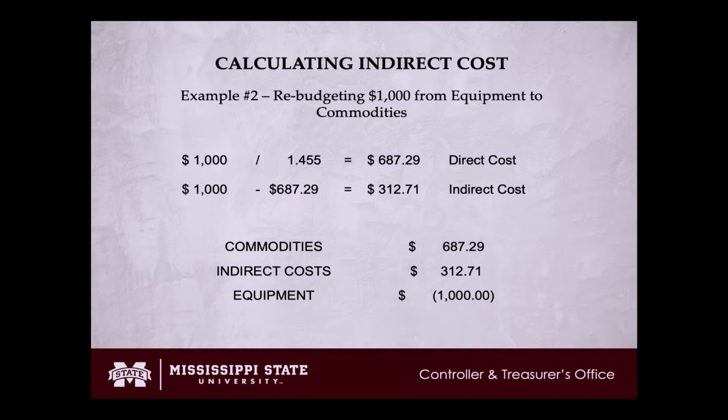We're going to decrease equipment for the full 1,000, but you only have $687 to use toward commodities because $312 has to be budgeted or added to the indirect cost line item. So this is important in knowing if you need a specific amount for commodities. In this case, if you needed $1,000 for commodities, simply moving $1,000 from equipment is not sufficient. You'll need to actually move a little more.